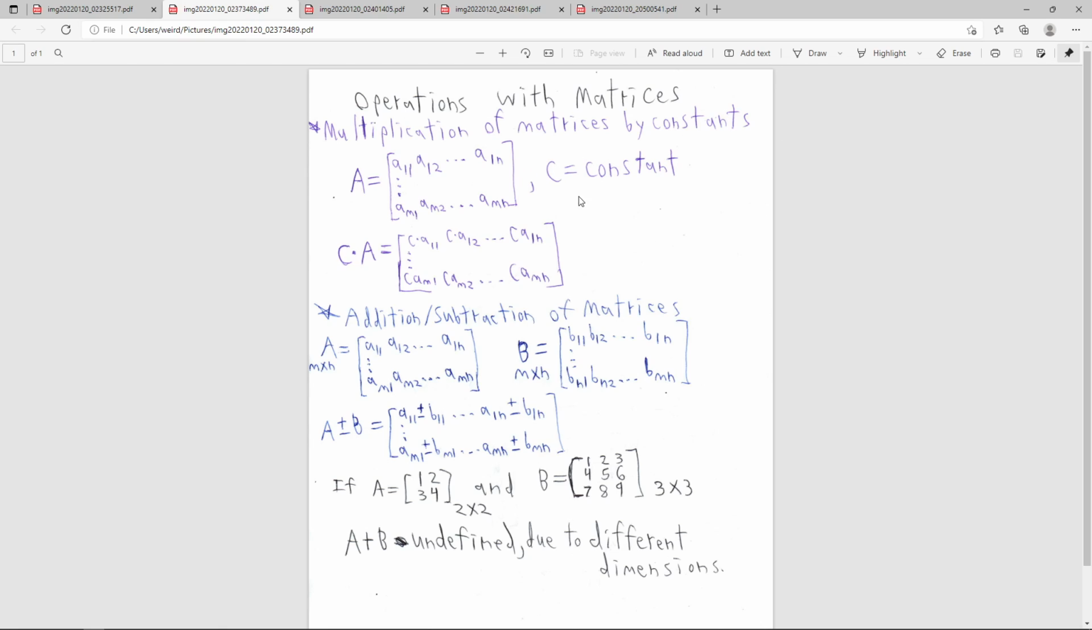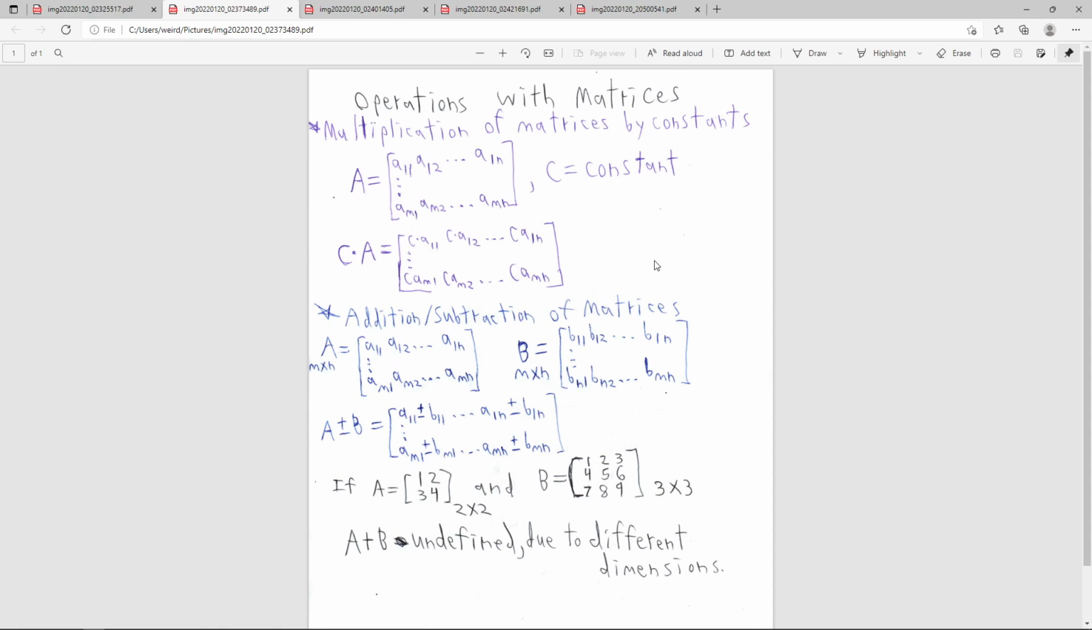Operations with matrices: you have multiplication of matrices by constants. When you multiply a matrix by a constant, you have matrix A, the general one, up to Amn like usual. C equals a constant, so C times A, you just plug in C times A11, C times A12, eventually C times A1n, and so on.